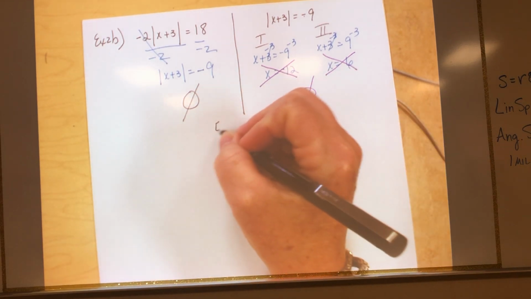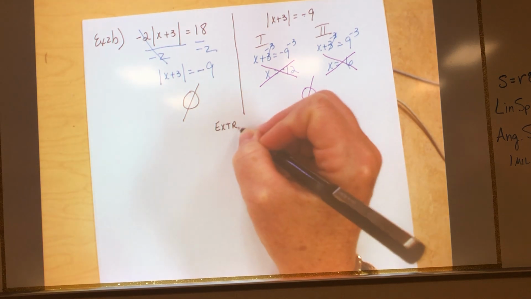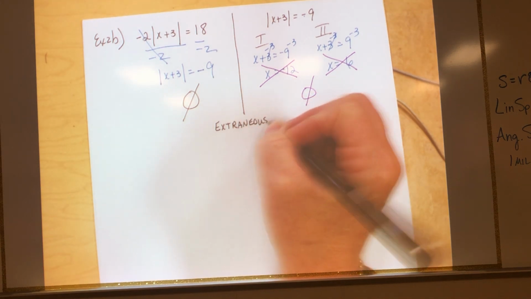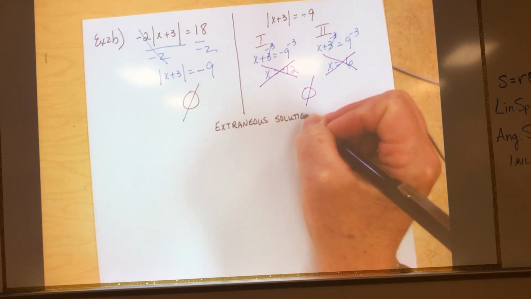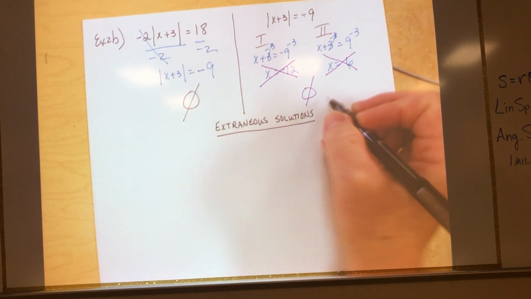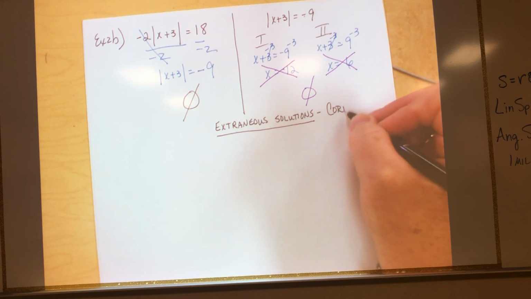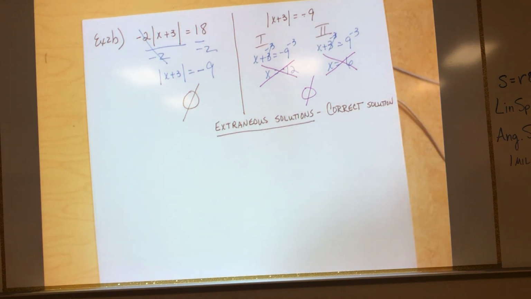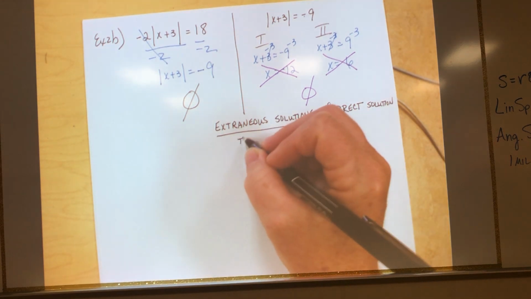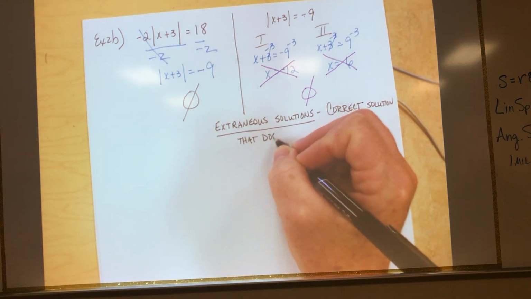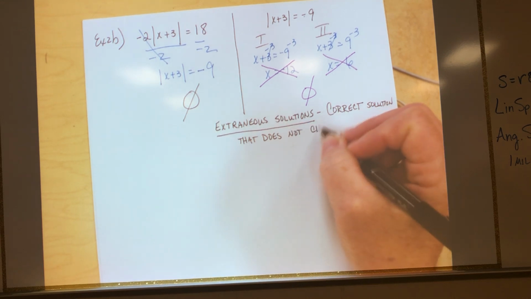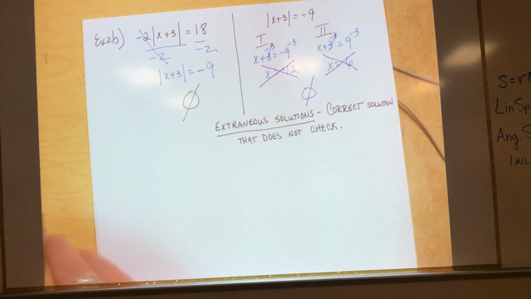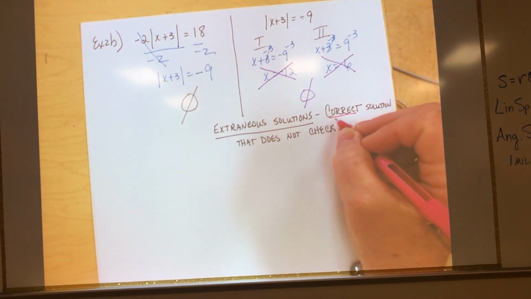They're called extraneous, EXTRANEOUS, solutions. Extraneous solutions. An extraneous solution is a correct solution. Okay, a correct solution that does not check. Okay, correct solution that does not check. Huge emphasis on the word correct.